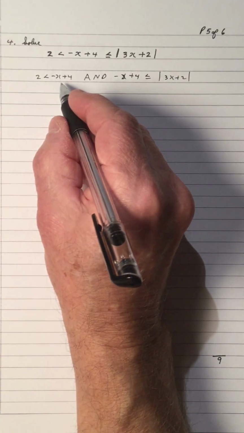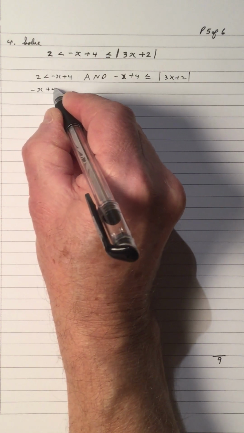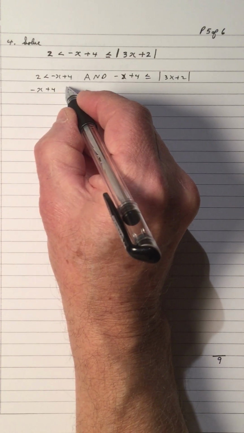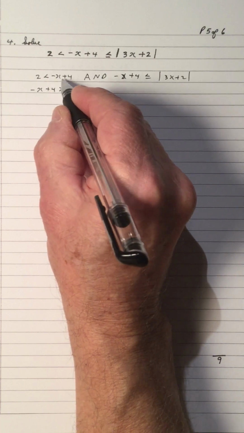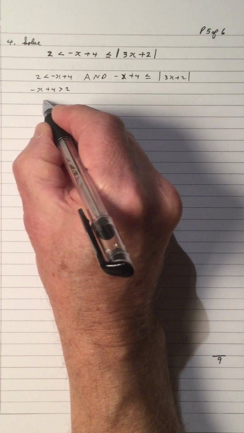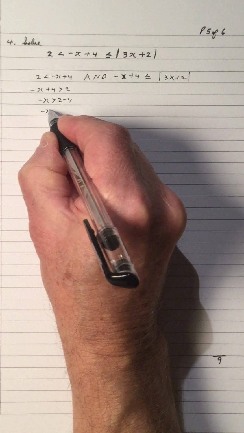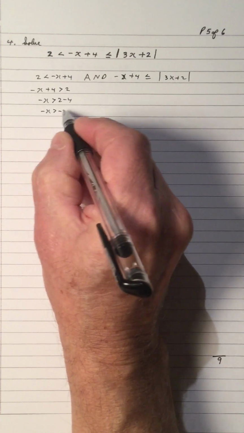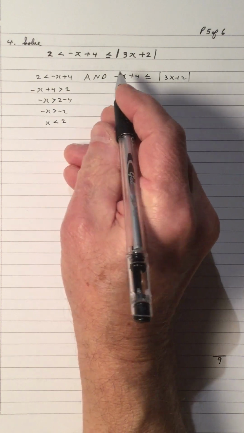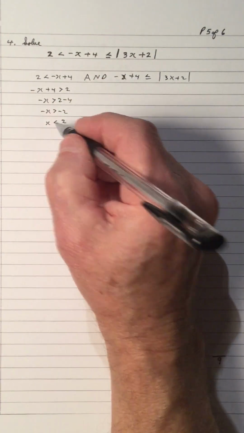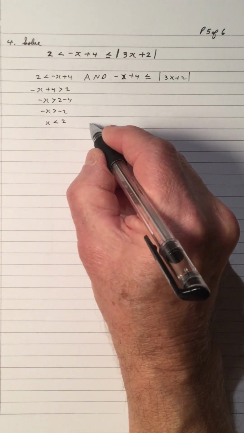So we vary this. We can go negative x plus 4 is, if we want, this is greater than 2, so negative x is greater than 2 minus 4. Negative x is greater than negative 2. Divide by negative. X is less than 2. So we have this one solved out. Now we have to do, so the and is coming down through here for every step.